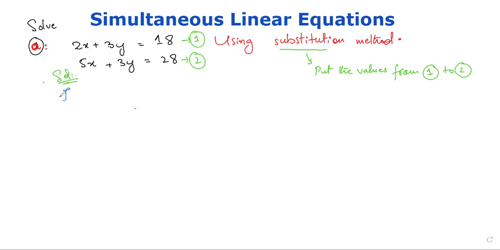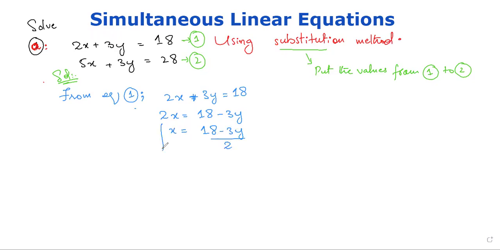So from equation number 1, we will find the value of any one variable. Let's find the value of x from the first one. So it is 2x plus 3y equals 18. So 2x equals 18 minus 3y, and x would be equal to 18 minus 3y, whole divided by 2. Let's call it equation number A.